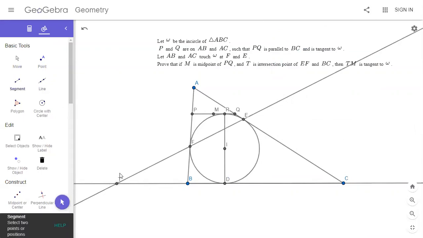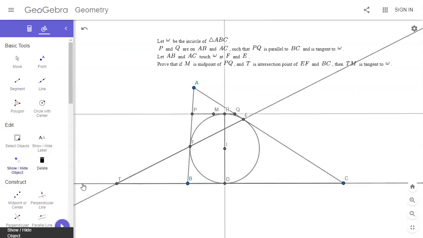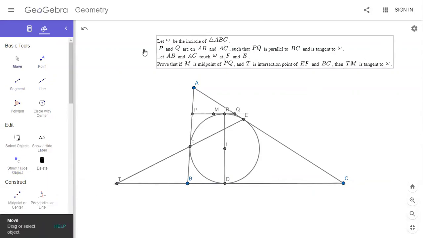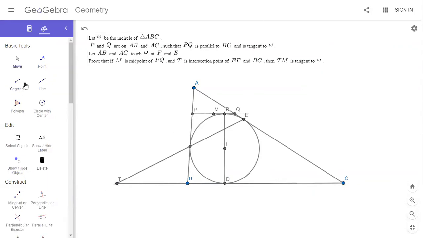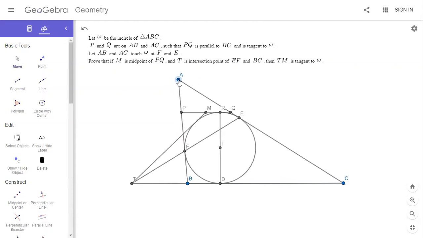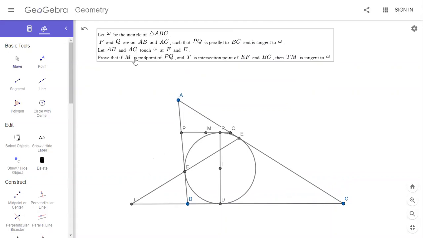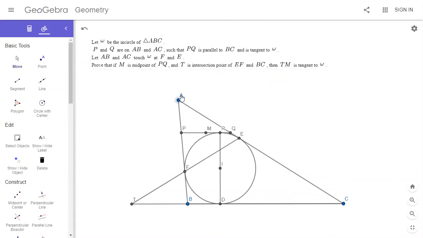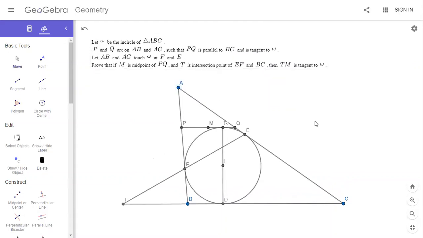Looks interesting. Let me see if I can make the diagram look a little better. I'm going to erase that segment just so that we don't already assume that TM is tangent.